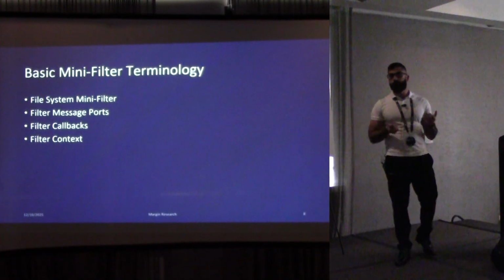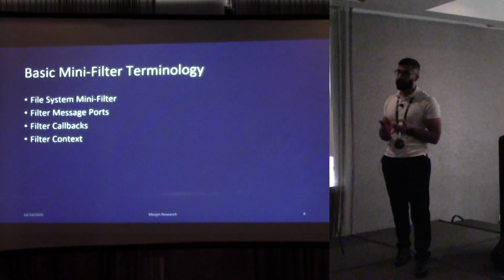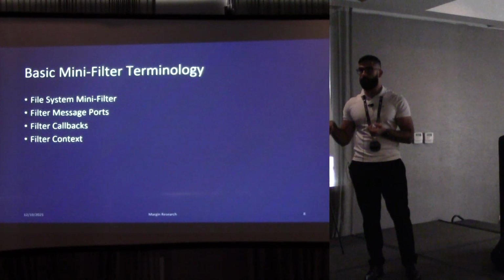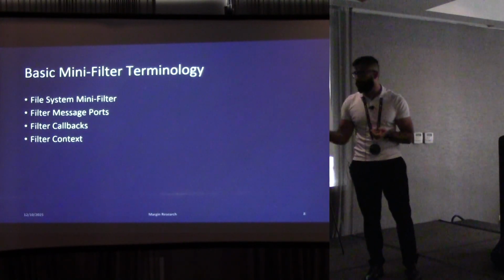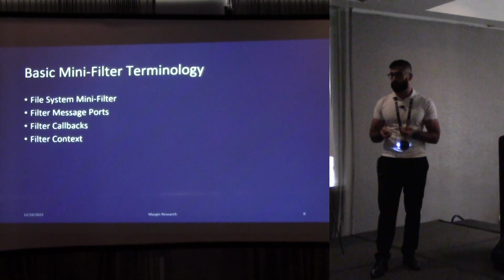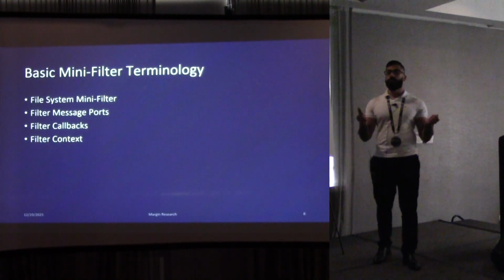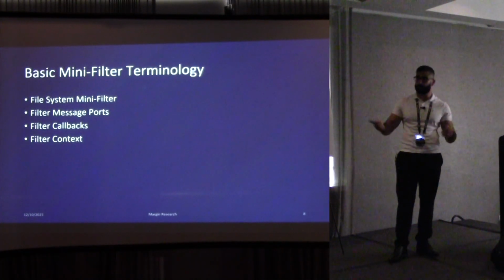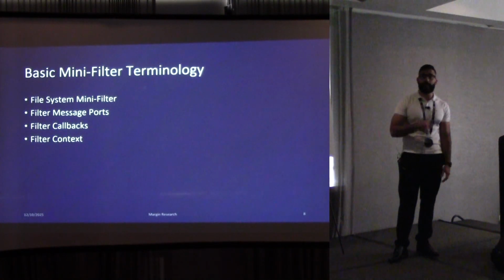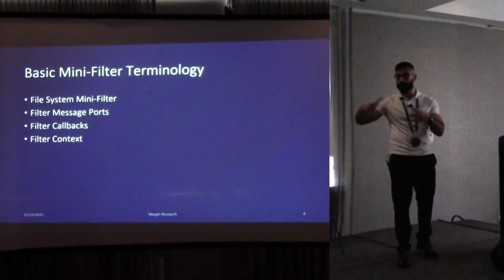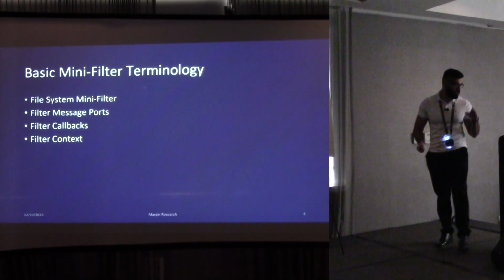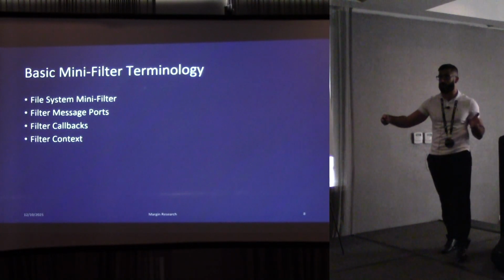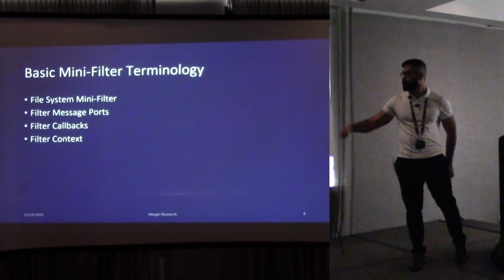So you have your volume context, provides information about a volume. You have your instance context, provides information about the instance of the driver when it comes to that volume. You have your file context, stores information about a file. Your stream context stores information about the data stored in the file, about your file stream. And then you have your stream handle context. That's an open handle to a stream, and so on and so forth. I think there are 7 contexts in total, 7 different context types that are offered by the filter manager.